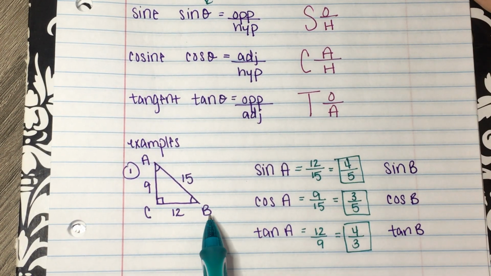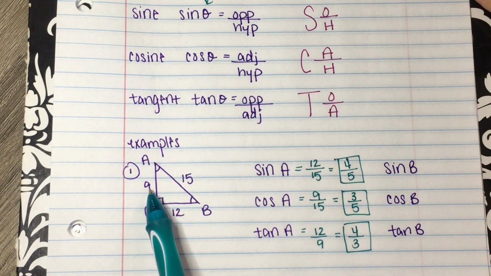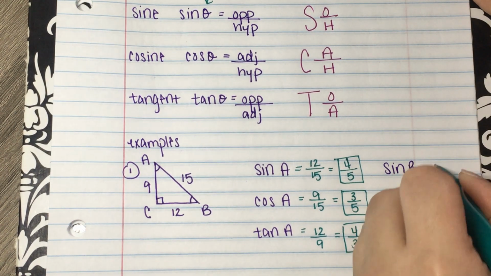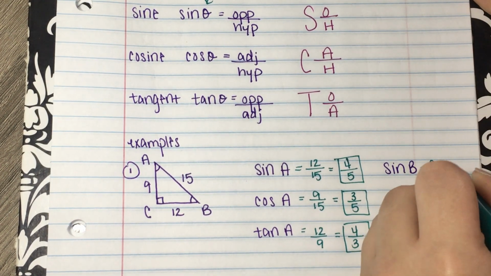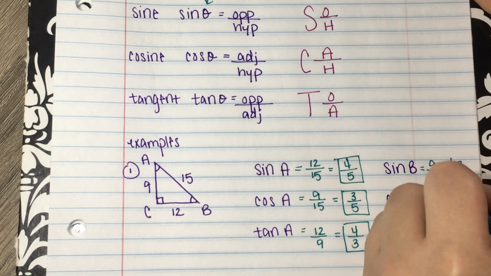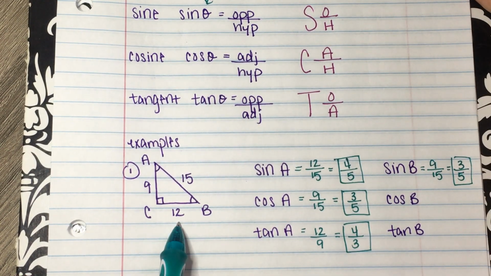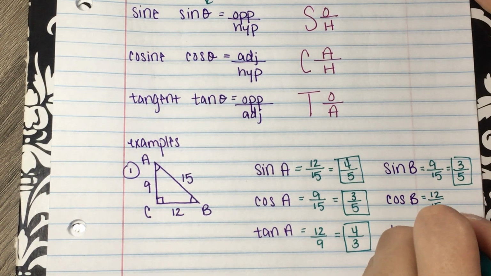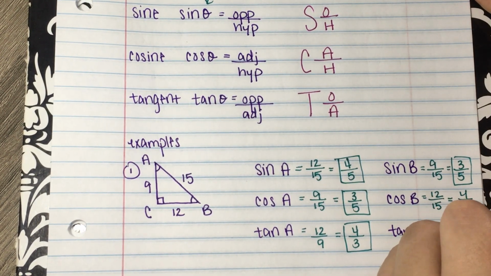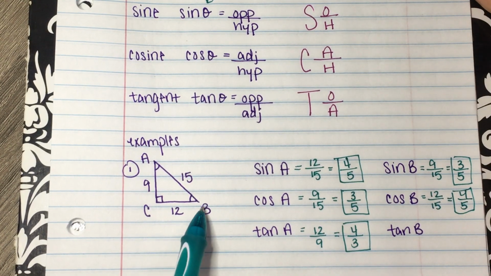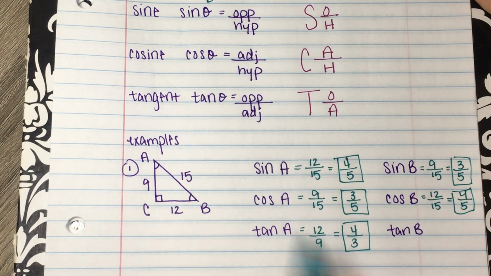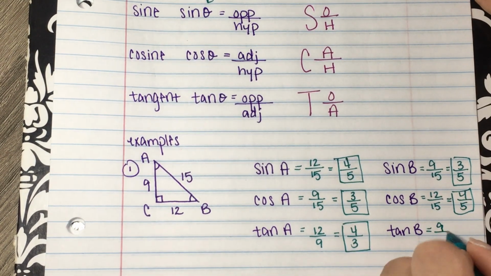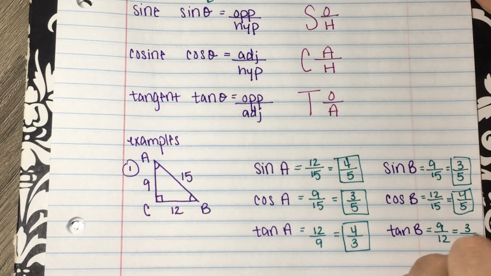Now we're switching to angle B. Sine of B is opposite over hypotenuse. That's going to be 9 over 15, which is 3 over 5. Cosine of B is adjacent over hypotenuse. That's going to be 12 over 15, which is 4 over 5. And then tangent of B, that's going to be opposite over adjacent. That's going to be 9 over 12, and that's going to be 3 over 4.